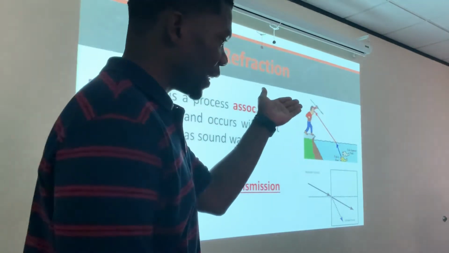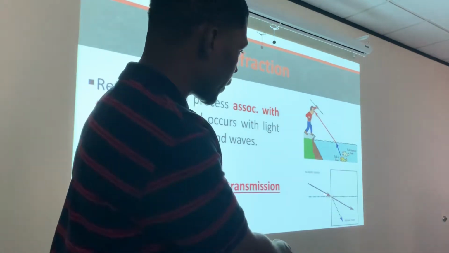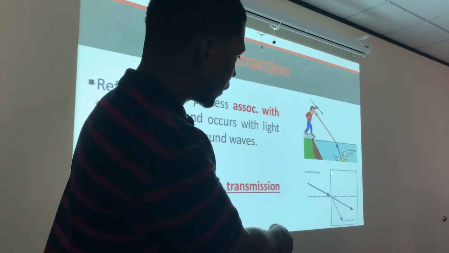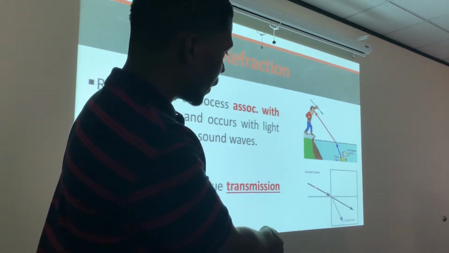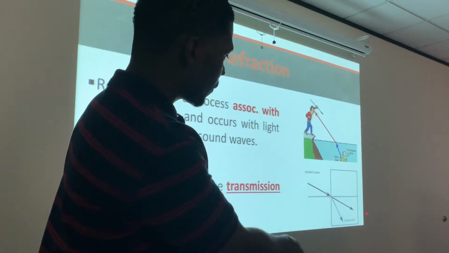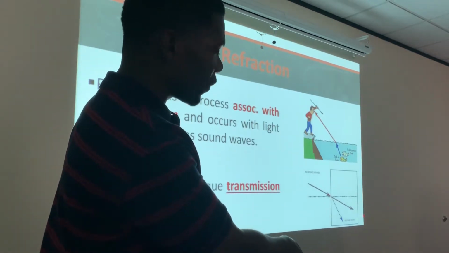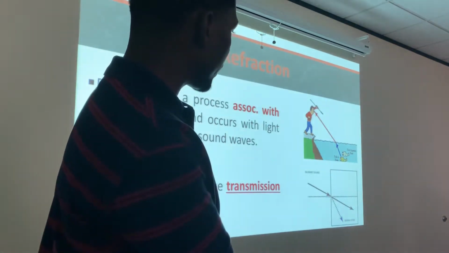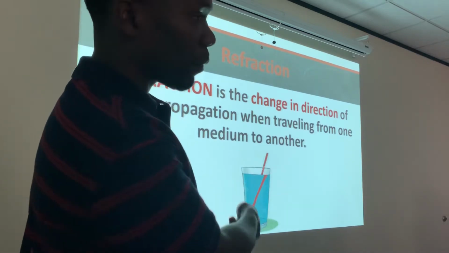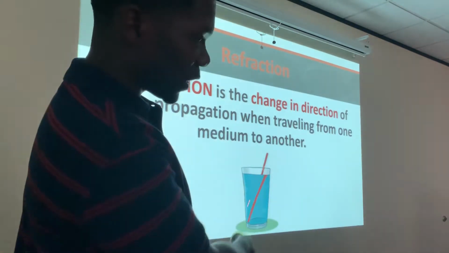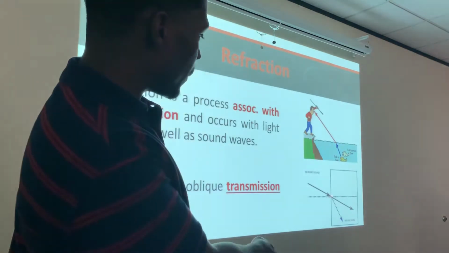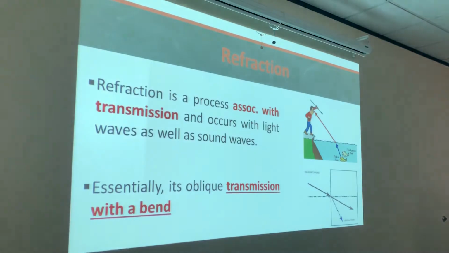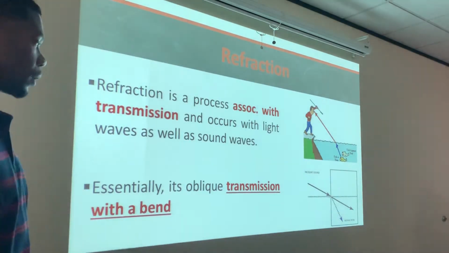Bend means it's not coming in that straight line. This is our incident sound, and this line is our medium right here. If it continued straight, this would be a perfect transmission. But when it changes direction, because remember that's what refraction is, a change in direction of wave propagation, see it right here? Boom, it changed direction. That will be our refracted beam, when it changes direction because the two mediums are different.